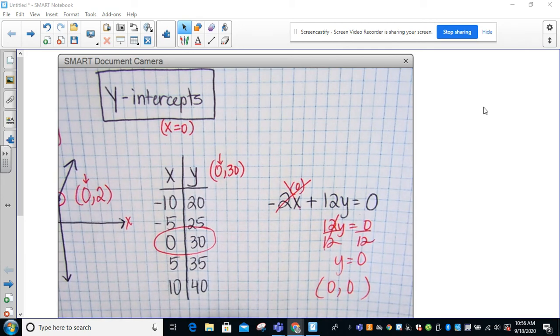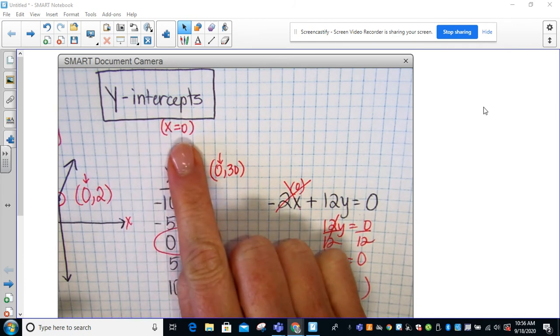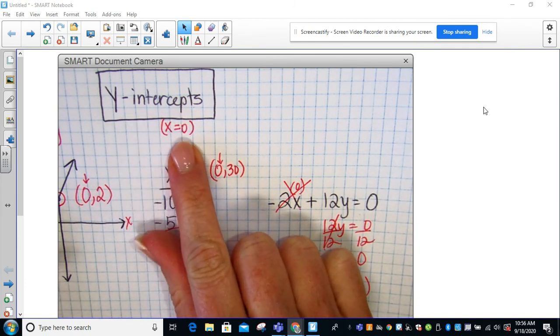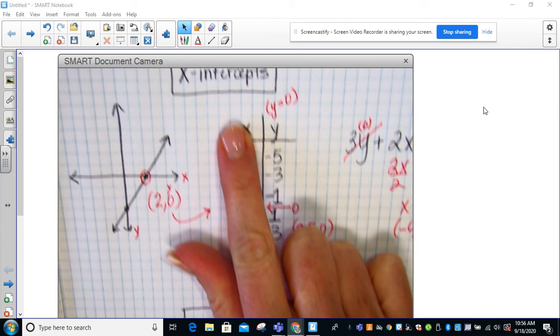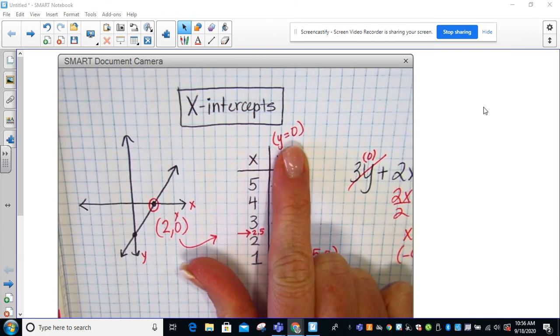So just be careful when you're finding y-intercepts, just plug in x is 0. And for x-intercepts, we're looking where y equals 0.